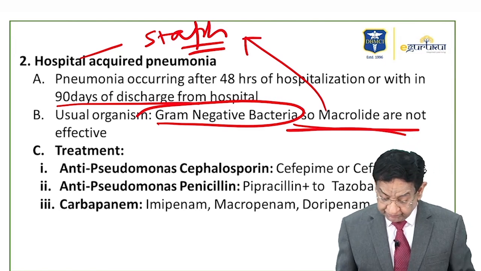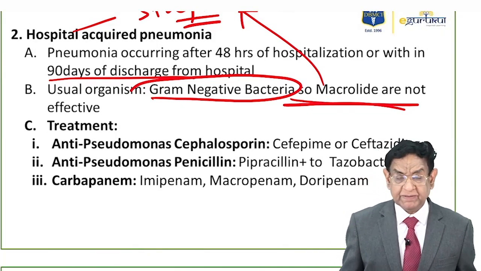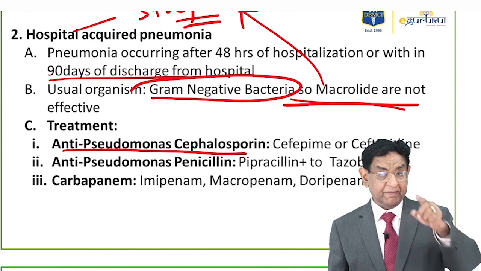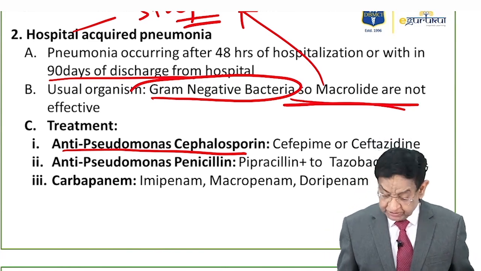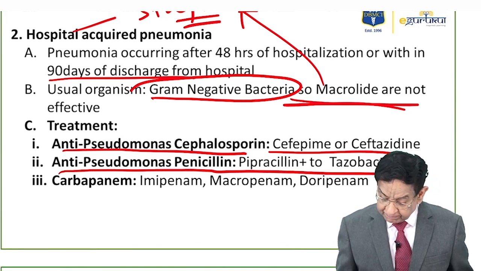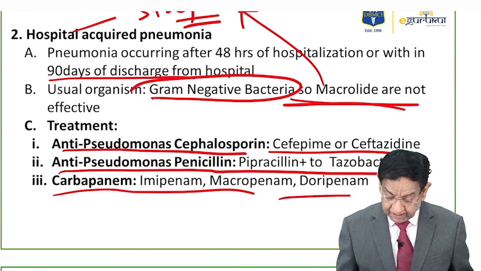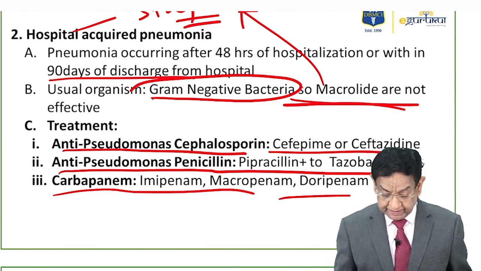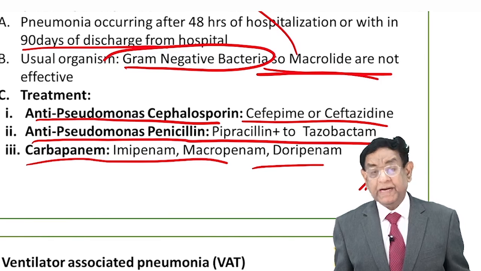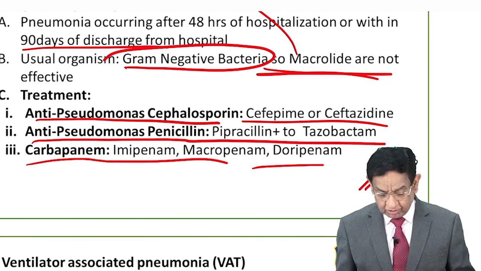So we have to give drugs, because one more common organism causing hospital-acquired pneumonia is Pseudomonas also. So we want to give an anti-Pseudomonas antibiotic. Remember, now there is no role for macrolides. So we can give cefepime or ceftazidime. We can give anti-Pseudomonas piperacillin plus tazobactam. Carbapenems, imipenem, meropenem and doripenem, are the ones we can use, provided, remember, they are going to cover gram-negative as well as staphylococcal infection. So again, in hospital-acquired pneumonia, we don't treat with oral tablets. No way. We can't take the risk at all.